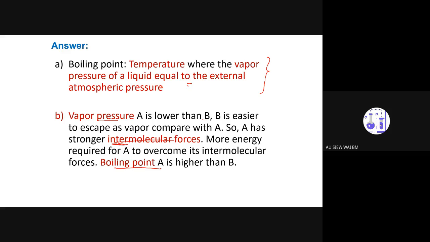Nak tanya apa-apa? Kelas, how to apply this one? Contoh, kalau dia bagi satu soalan dia kata, katakan... nanti ya, I fikir dulu apa soalan yang sesuai.